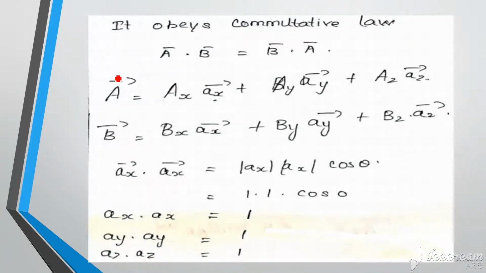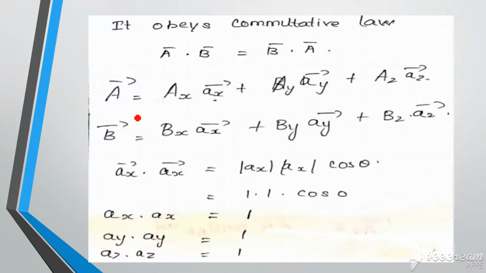So suppose here we have one example. We take A vector as Ax into ax plus Ay into ay plus Az into az. Similarly, B vector is equal to Bx into ax plus By into ay plus Bz into az. So now we need to simply find ax dot ax. So ax dot ax means these two are unit vectors along the x direction.